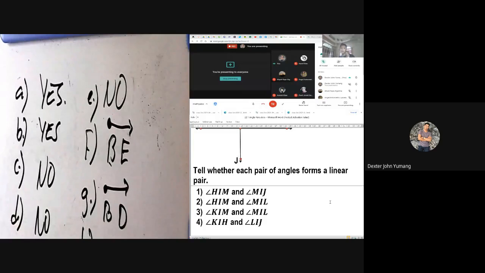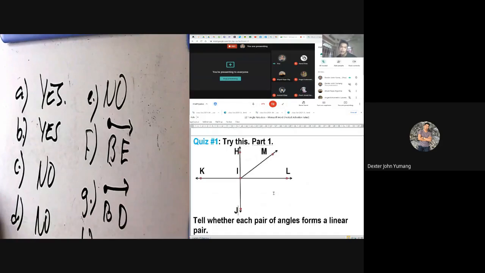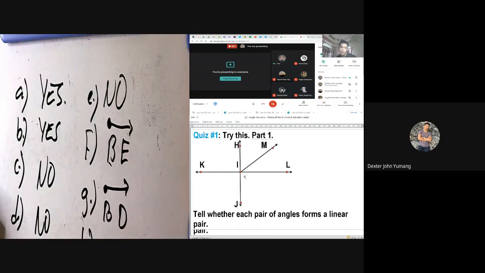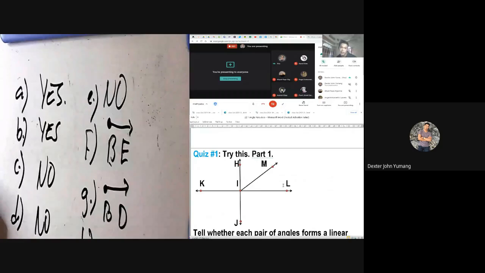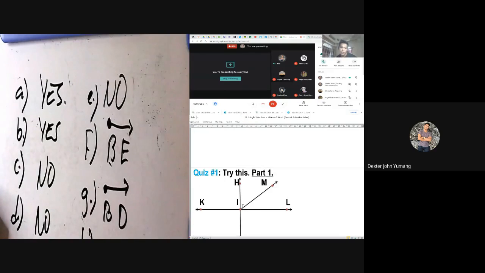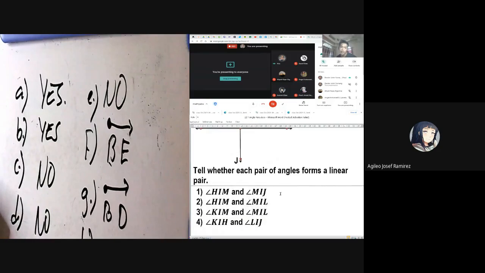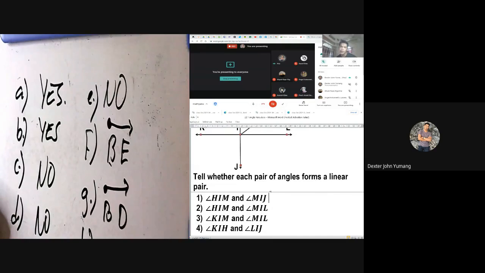So, paano po yan basahin? Angle HIM. Turuan ko muna kayo. Angle HIM. So, saan po dyan si angle HIM? I-follow nyo lang. HIM. Tapos yung partner niya, MIJ. HIM, MIJ. Nakabuo ba sila ng straight line? I-type nyo lang yes or no. Yes. So, kung meron kayong sagot, yes. Kung wala naman, no. Okay, ganun lang po ha.